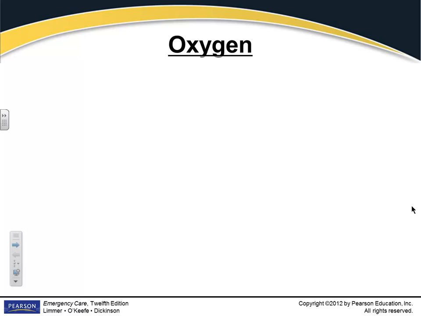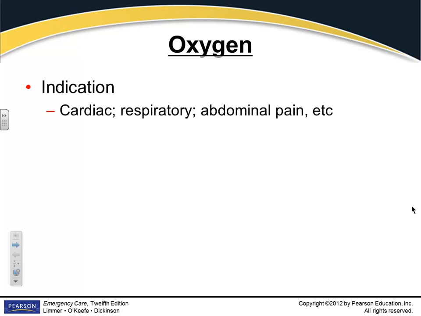Okay, oxygen. All the stuff you should be fairly familiar with. Oxygen is indicated for just about any patient. Any patient that has a pulse oximetry reading under 95%, they're going to get oxygen. But also anybody that's having a cardiac problem, any respiratory difficulties, severe pain, anything of any significance, you're going to go ahead and give them oxygen. But anything below 95, you should be giving them oxygen.